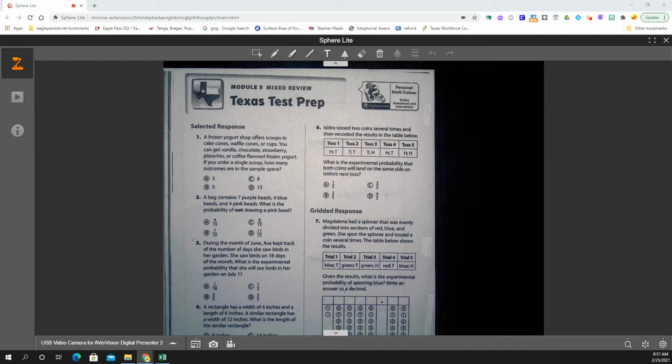Hi, this is the mix review, and there are 7 questions. We're going to start with number 1. Right now, I need you to read question number 1 and answer question number 1. Now that you've done question number 1, we're going to go ahead and go over it. So let's go ahead and look at question number 1.